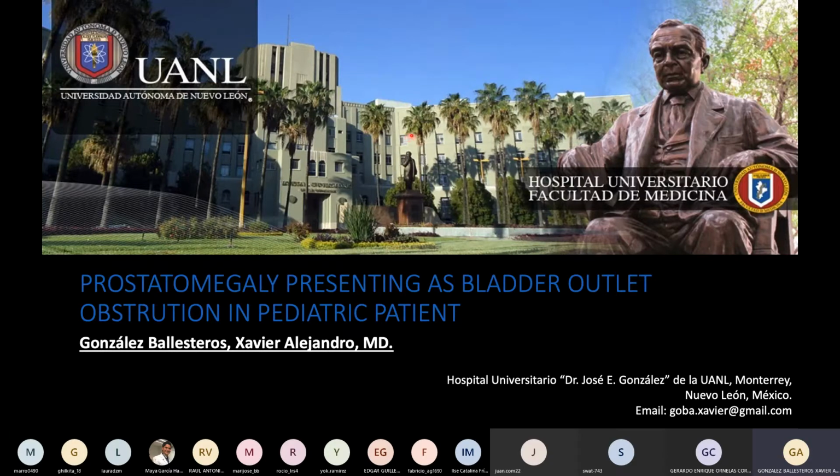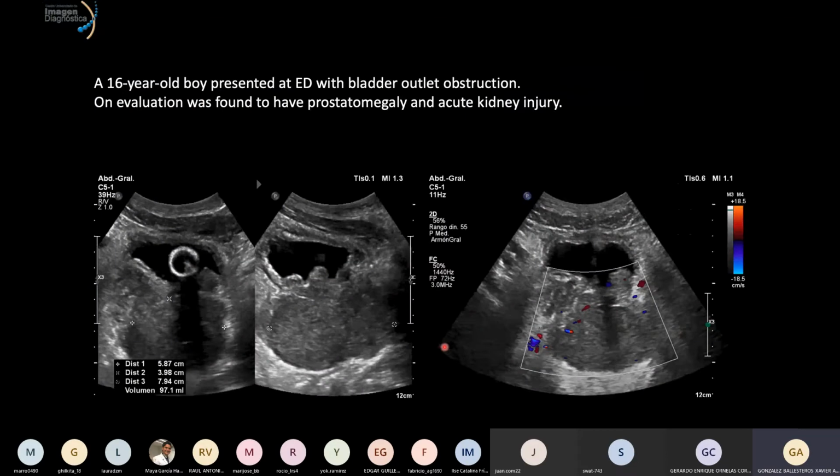I'm going to talk to you about a case of prostatomegaly presenting as a bladder outlet obstruction in a pediatric patient. We had a 6-year-old boy who presented at the emergency department with bladder outlet obstruction, and on evaluation was found to have prostatomegaly and acute kidney injury. He had a creatinine of 3.6 milligrams, and the blood count was normal.